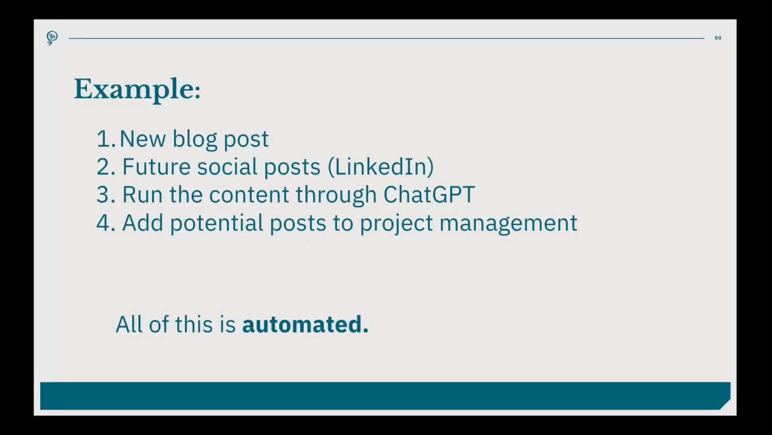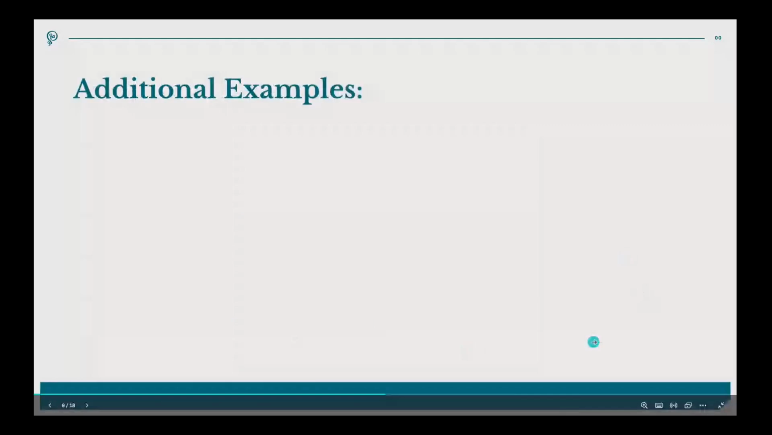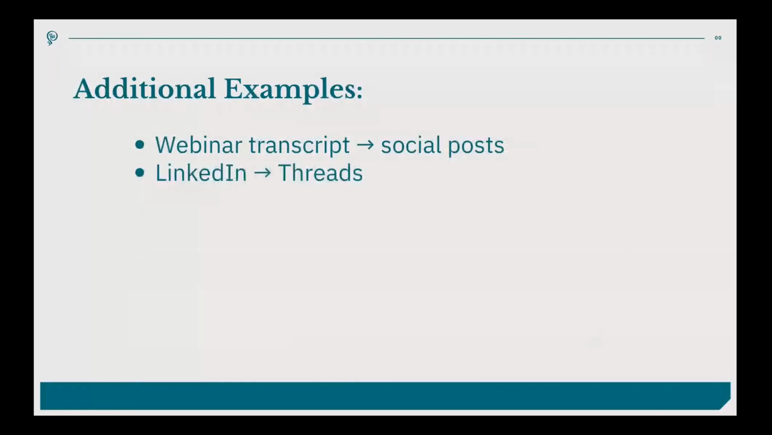I am not manually copying my blog post content into ChatGPT and having it pull out instructions and then manually adding it to my project management tool. When my new blog post is published, the automation kicks off all of the rest of these steps. Here are some other examples you could consider. You might have a webinar transcript and you want to turn those into future social posts. You may have a post you publish on LinkedIn and you want to reformat that so it's appropriate for threads.